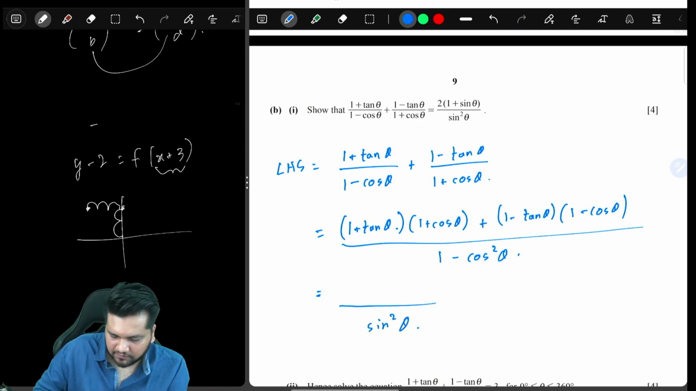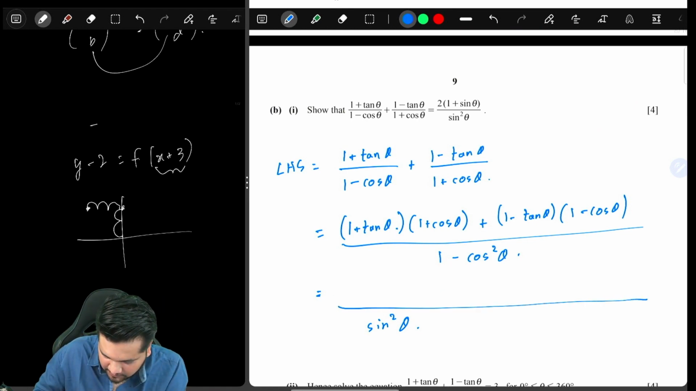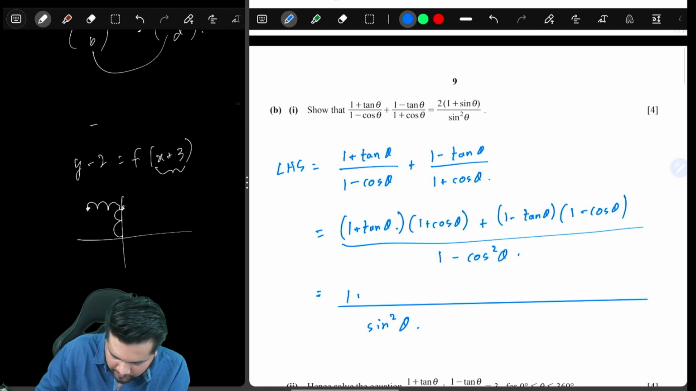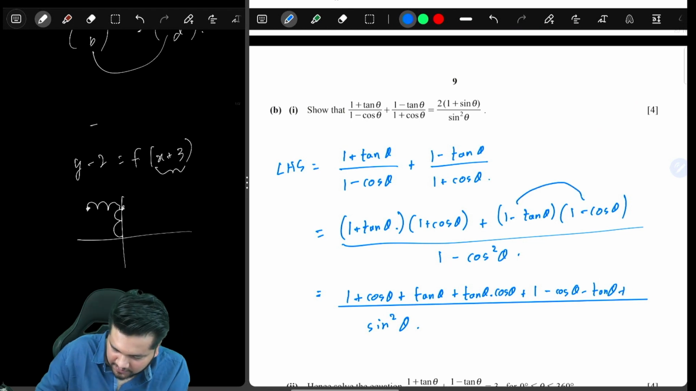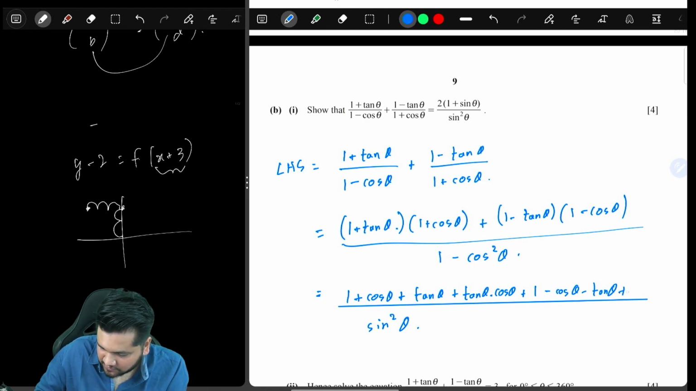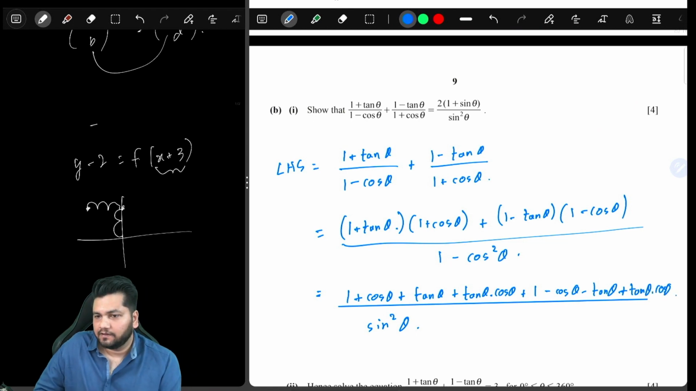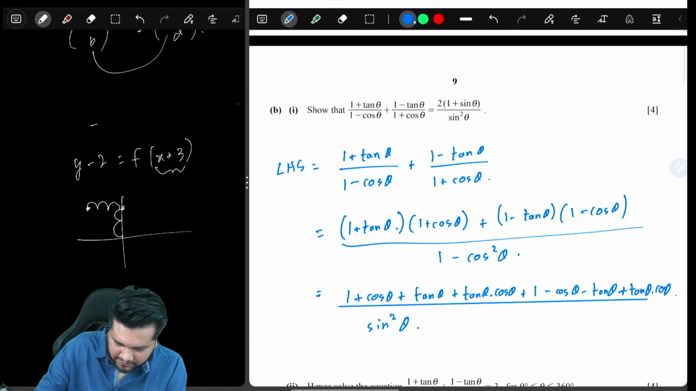So we got the denominator. Now the numerator you'll have to adjust. So let's see, 1 multiplied by this whole thing, so it's going to be 1 plus cos theta plus tan theta plus tan theta into cos theta, plus 1 minus cos theta minus tan theta, plus minus into minus plus, so minus tan theta into minus cos theta, so it's going to be plus tan theta into cos theta. Okay, now obviously some of the values will definitely get cancelled.